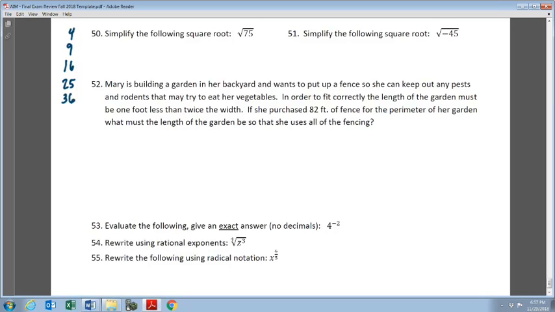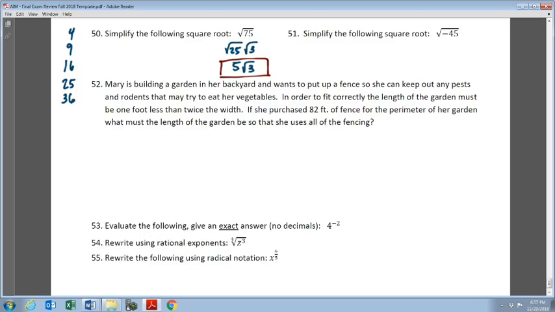Notice 75 is divisible by 25, so we can break this down into two radicals multiplied. Square root of 25 times square root of 3, and the square root of 25 is 5. So the simplified form is 5 times the square root of 3, or 5 square roots of 3.